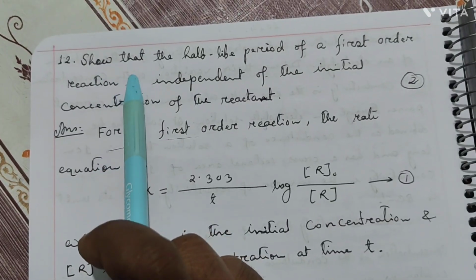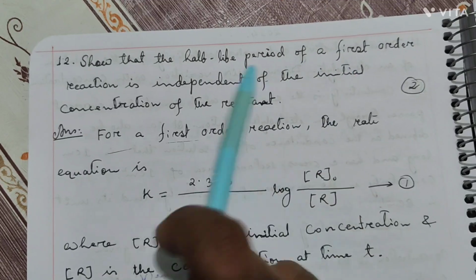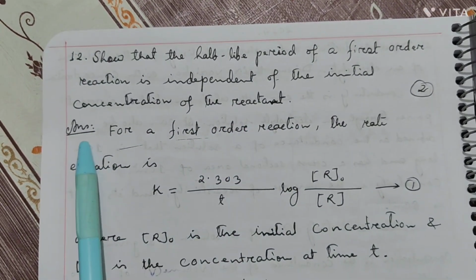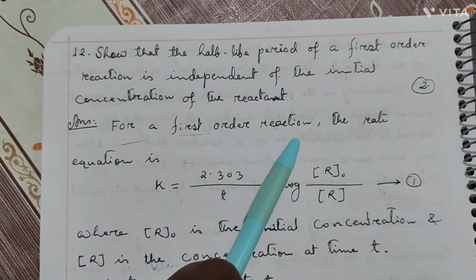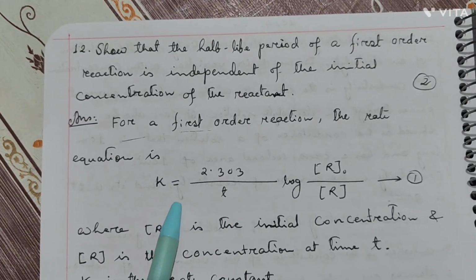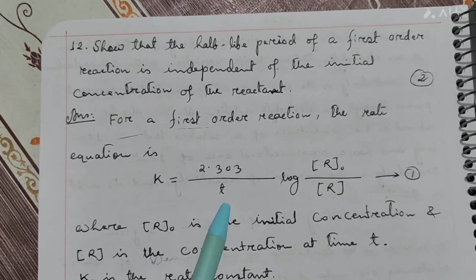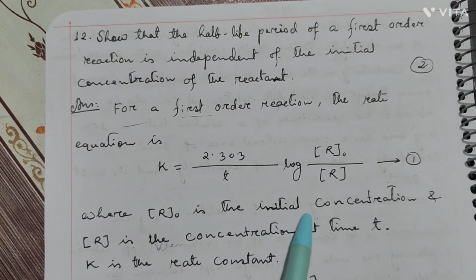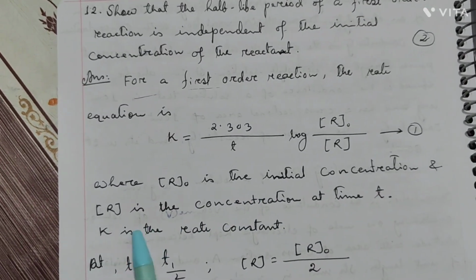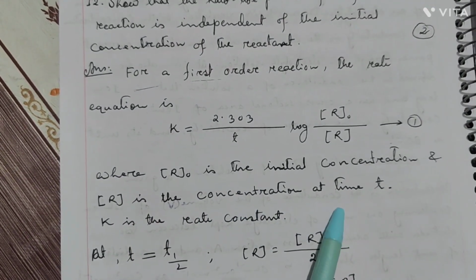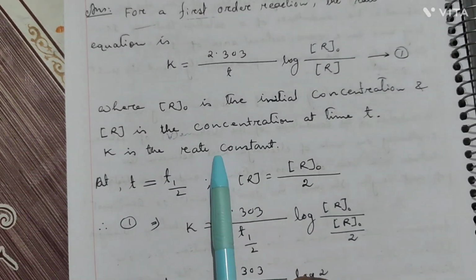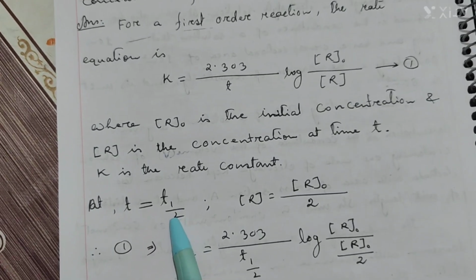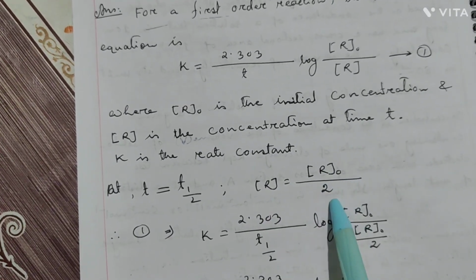Next, question number 12. Show that the half-life period of a first-order reaction is independent of the initial concentration of the reactant. We know that for a first-order reaction, the rate equation is k = 2.303/t log [R]0/[R], where [R]0 is the initial concentration and [R] is the concentration at time t. k is the rate constant. At t = t half, the half-life time, the concentration of R becomes [R]0/2.